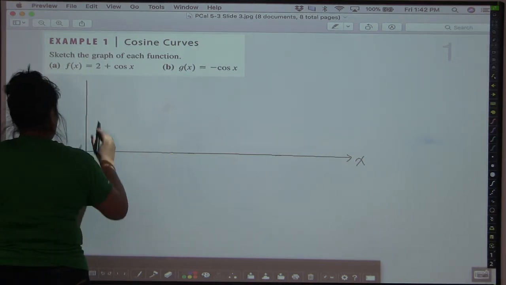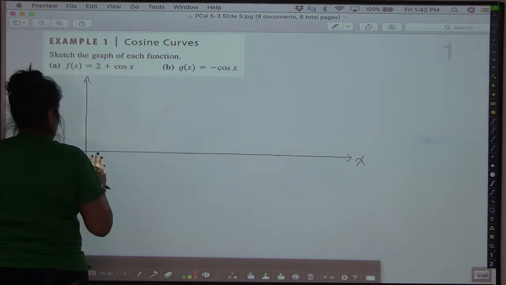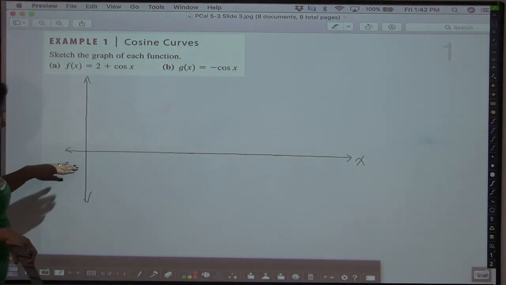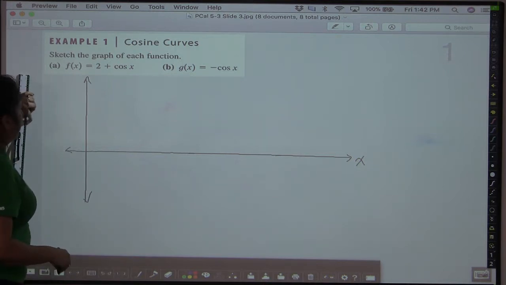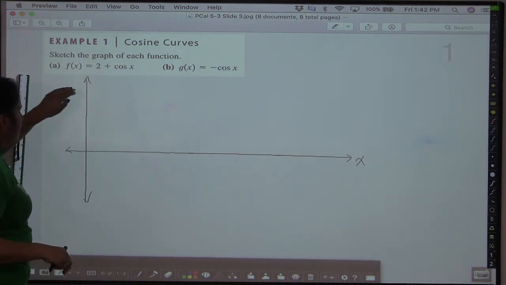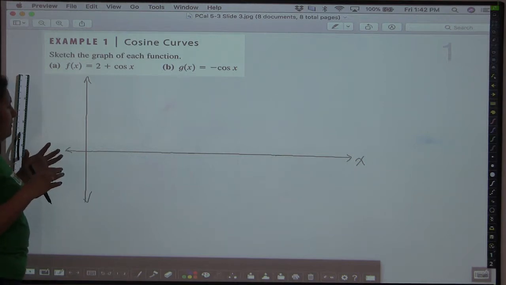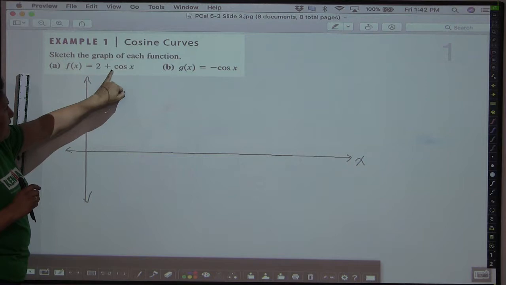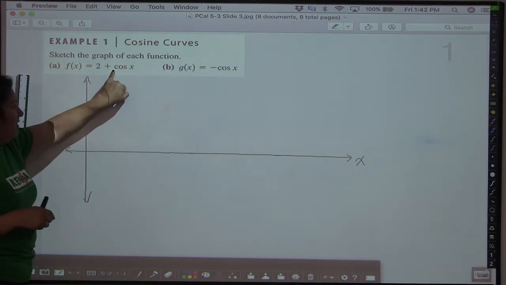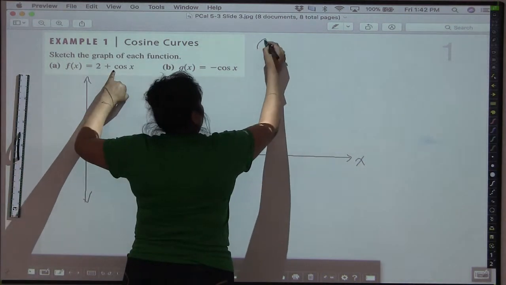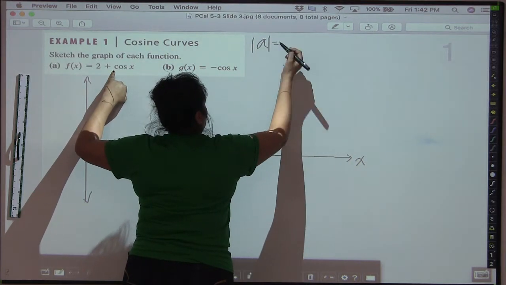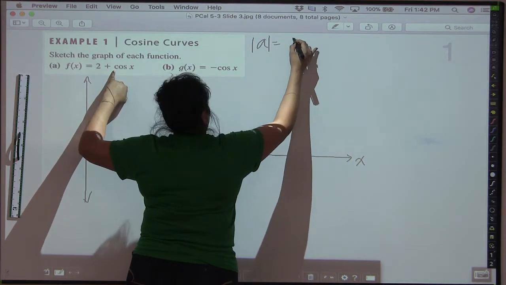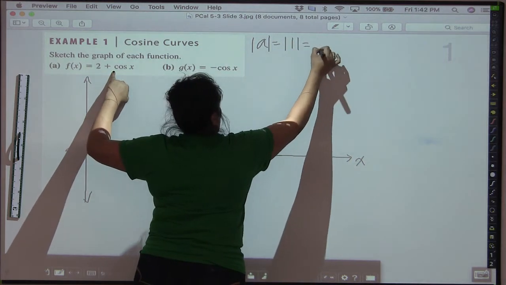And then I'm going to do this guy. I probably should have made this a little bit further down, but I'm not going to erase it in the interest of time. But we have here 2 plus cosine X. In this case, we don't really have crazy A values because the A value would be right in front of the cosine. So in this case, the A value is 1. And remember that the amplitude is the absolute value of A. So our amplitude is the absolute value of 1, which is just 1.